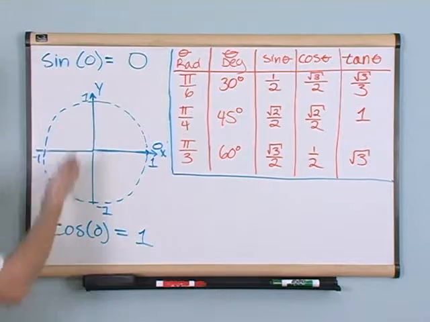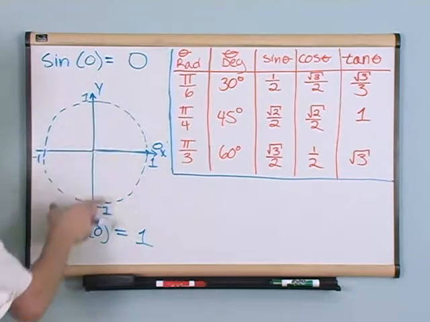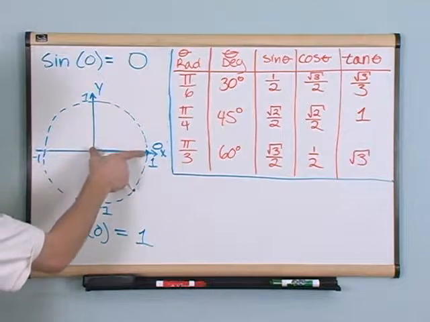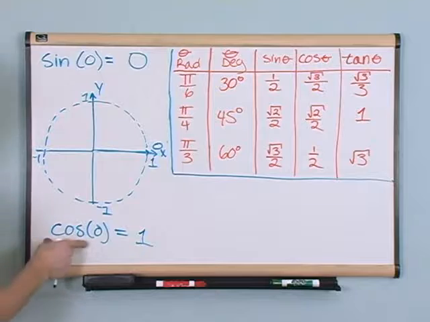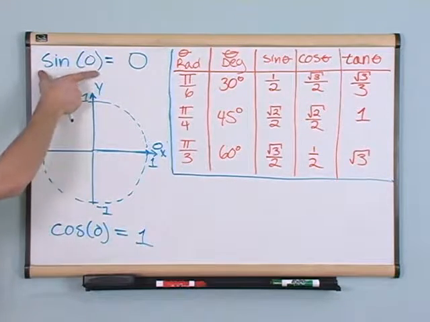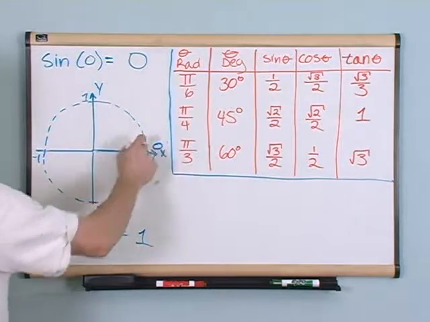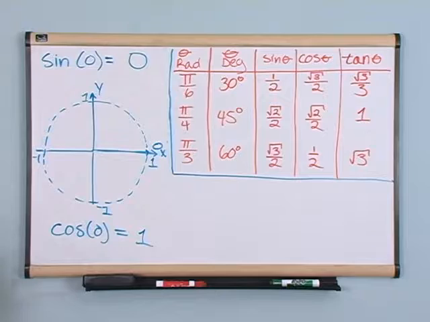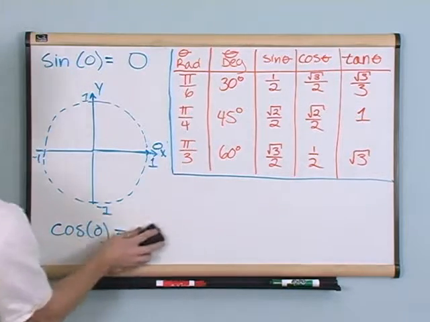So, a couple simple things to remember. Sine of 0 is 0, cosine of 0 is 1. And they're easy to remember because if you draw it along the x-axis, as long as you remember that cosine is a measure along x, you'll always get the answer 1 in your head. And if you remember sine is a measure along y, then you'll always get the answer 0 because there's no length here in the y direction.